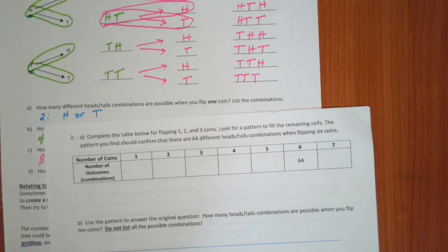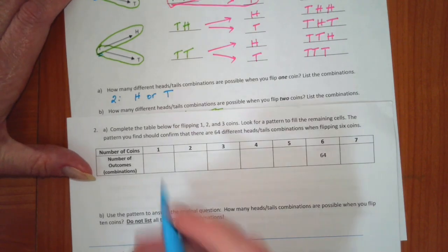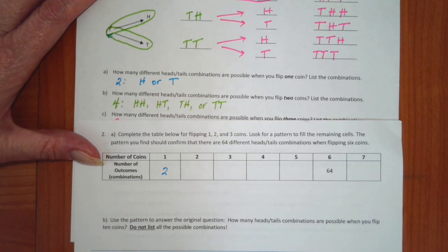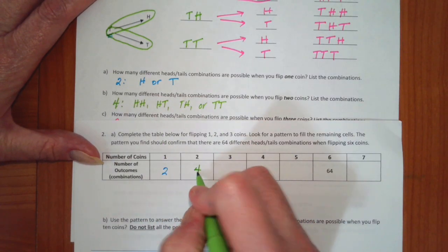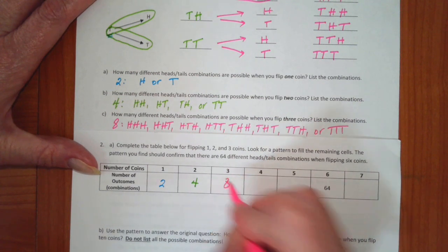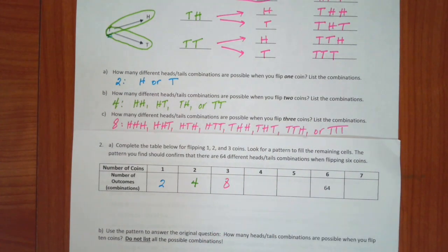So if I flip 1 coin, there were 2 combinations. If I flip 2 coins, there were 4 combinations. If I flip 3 coins, there were 8 combinations. Now I'm hopeful that we explored this in class, but let's see what happens on here. What's going on is that these are powers of 2.